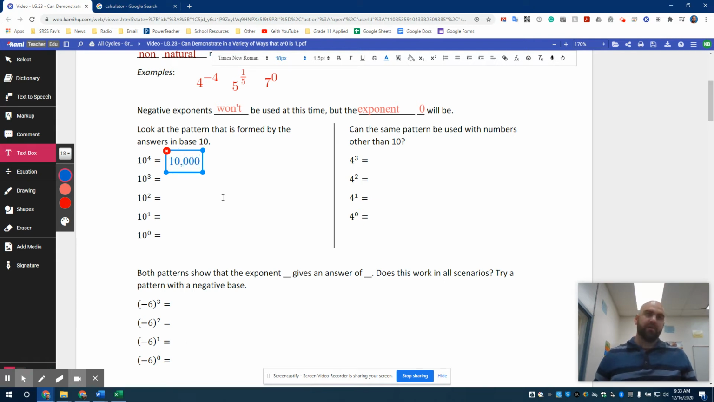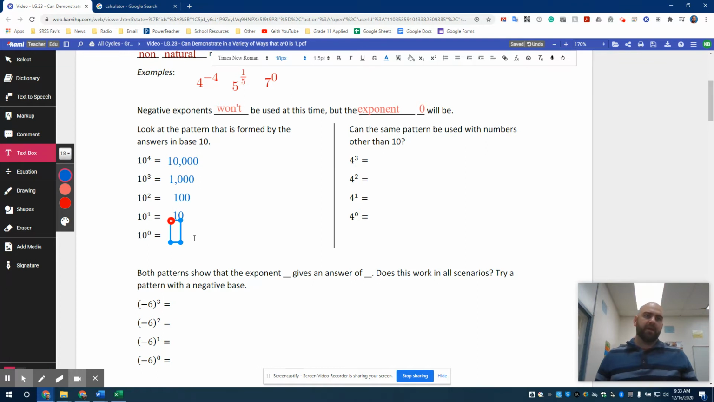I'm going to put a comma in there. So 10 to the power of 4 is 10,000. 10 to the power of 3 is 1,000. Again, it's a 1 with 3 zeros. 10 to the power of 2 is 100. 10 to the power of 1 is 10.